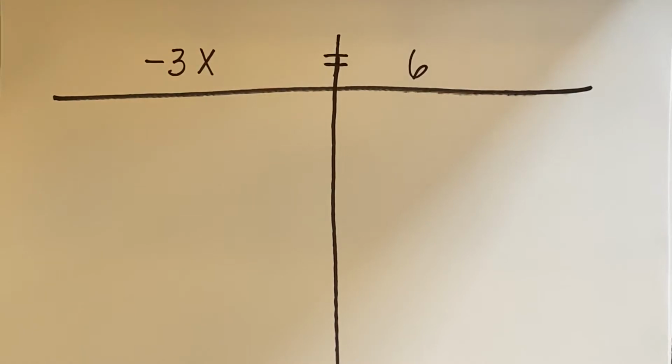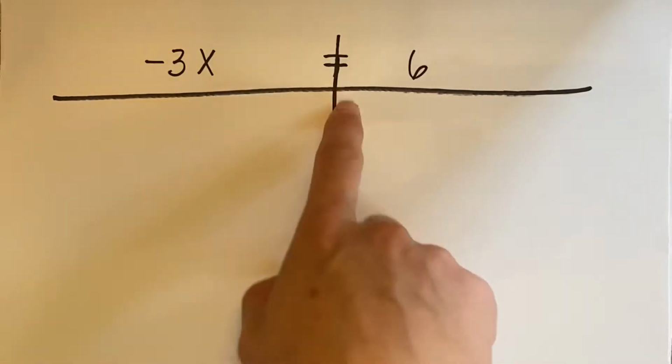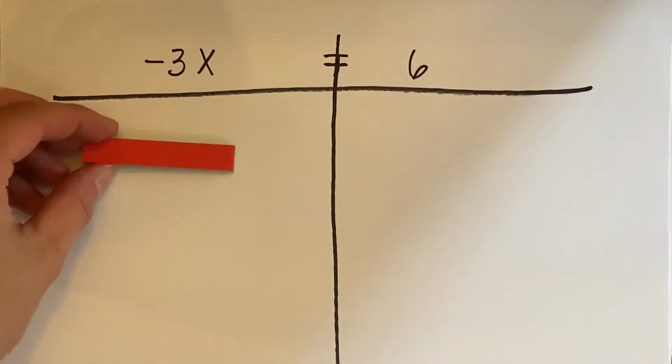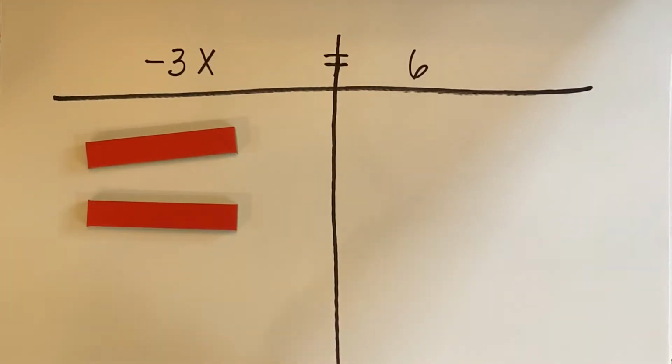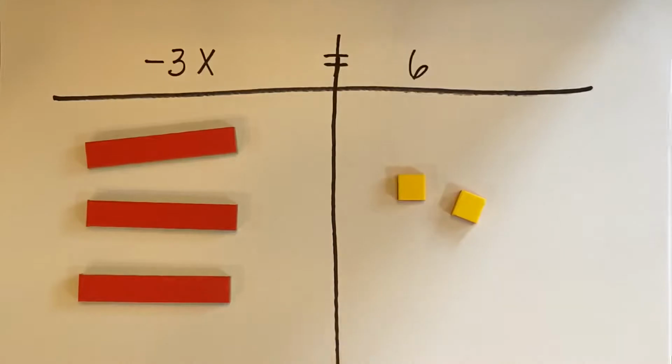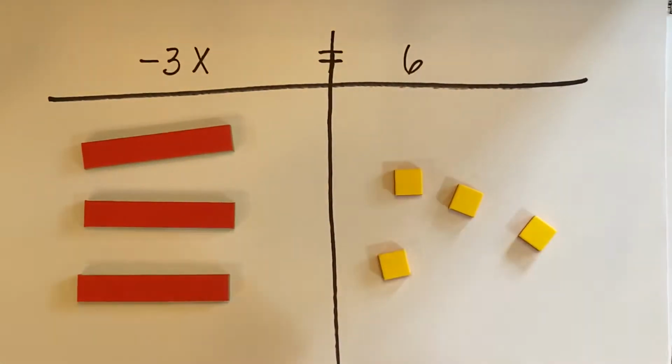In this video, we're going to look at how to solve a one-step equation that involves a negative coefficient using algebra tiles. So our example is negative 3x equals 6. Let's go ahead and use our algebra tiles to represent that equation. On the left side, I have 3 negative variables, or negative 3x, and on the right side, we have positive 6, so we're going to use 6 yellow tiles.